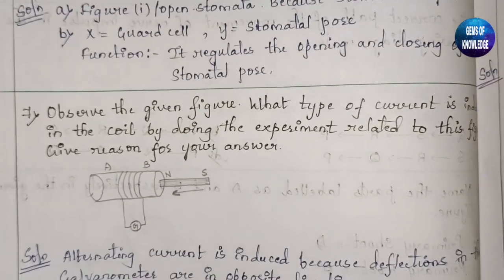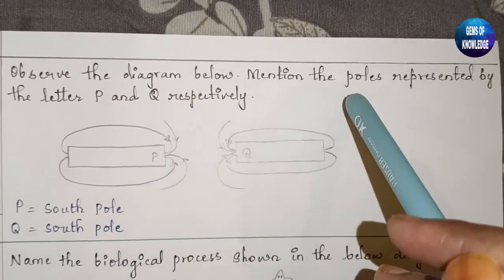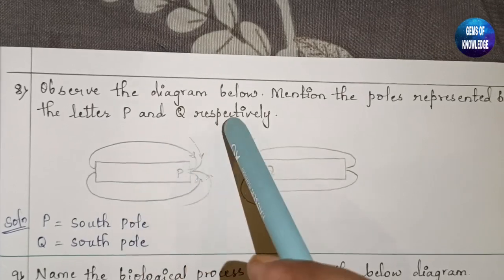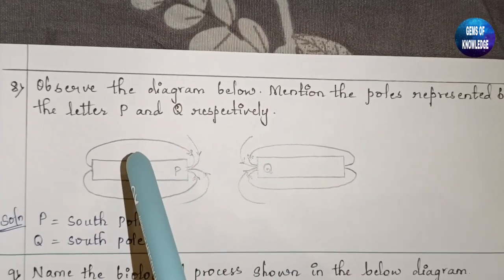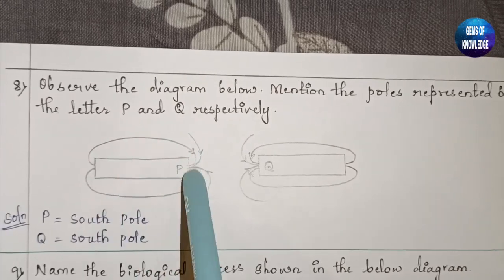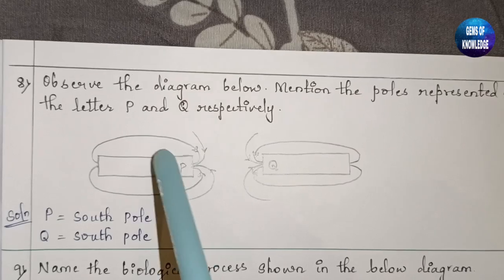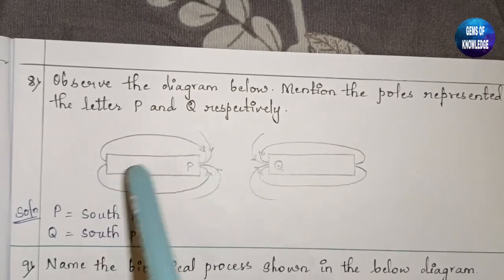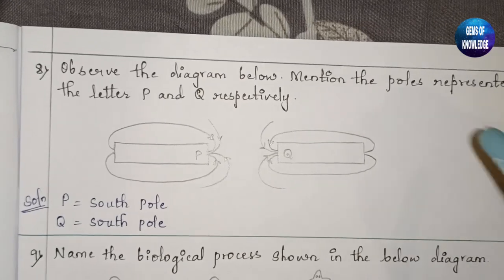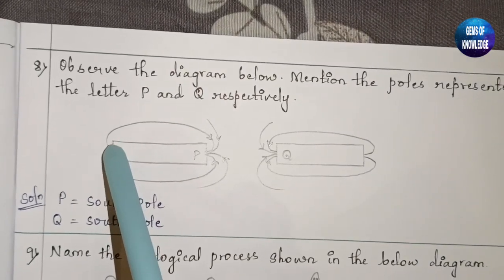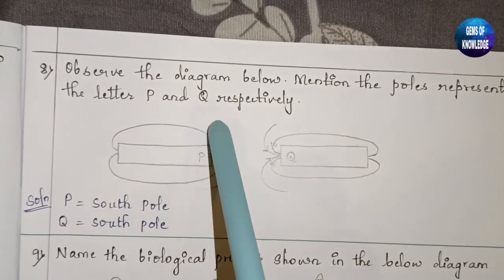Okay, we'll move to the next. Next question: observe the diagram below and mention the poles represented by the letters P and Q respectively. This is nothing but the diagram of magnetic field lines across your magnet. P and Q are both magnetic poles. The arrow marks are the magnetic field lines in that particular direction. You can see the magnetic field lines are passing from this way to this way.